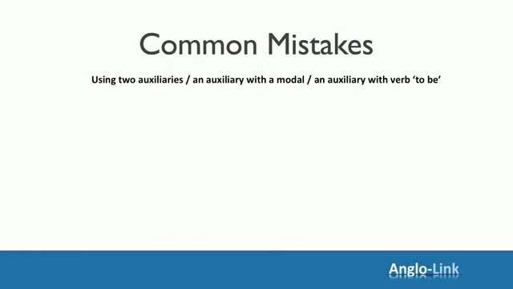Another common mistake is using two auxiliaries, or an auxiliary with a modal verb or with the verb to be. Let's look at some examples. You may hear someone say, "Do you have finished?" This is the present perfect, a tense where we can see the auxiliary, it's have. Therefore, there is no need for another auxiliary. Simply use have to make the question.